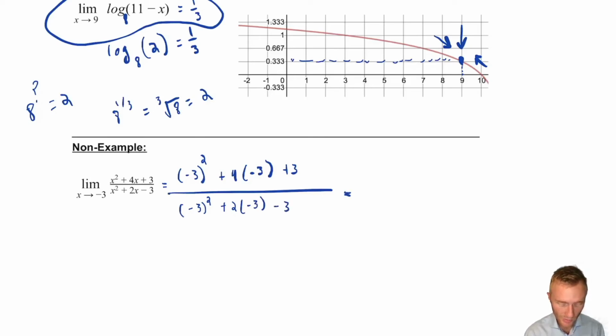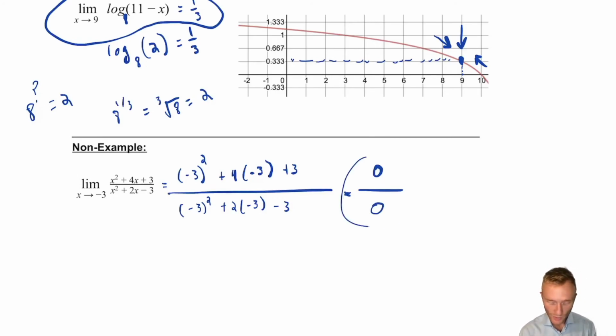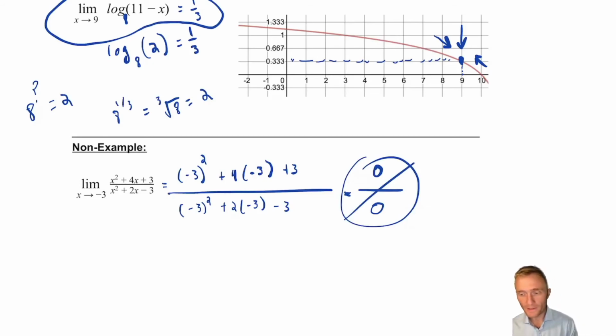So on top here, we'll have 9 minus 12 plus 3. That's 0. On the bottom, we'll have 9 minus 6 minus 3. We will also have 0. Now, 0 over 0 is not the same thing as 0. You cannot just divide by 0. This actually just means our function is undefined at this point.